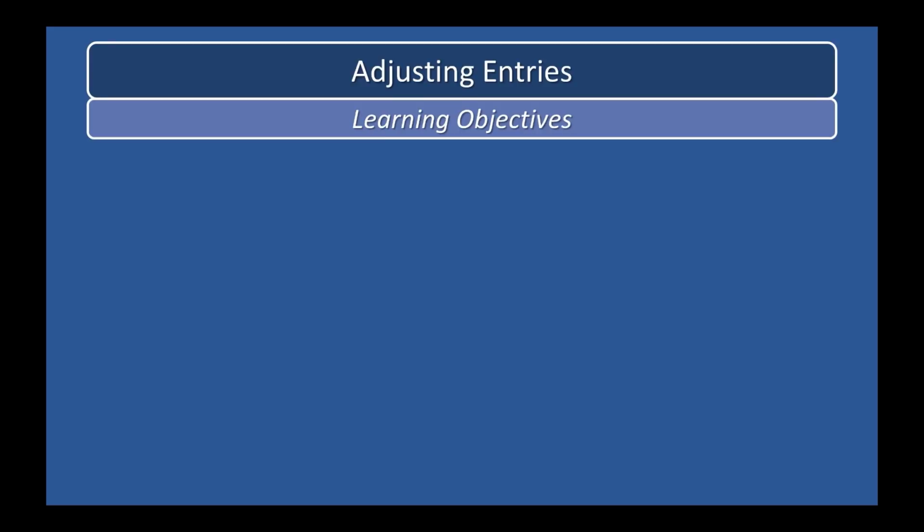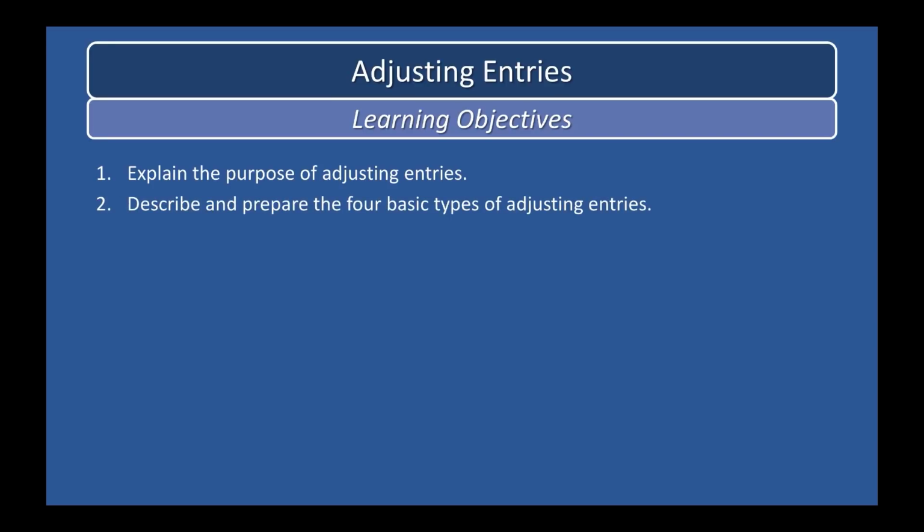Adjusting entries. This segment's learning objectives are to explain the purpose of adjusting entries and describe and prepare the four basic types of adjusting entries. The purpose of adjusting entries is to allocate revenue and expenses among accounting periods in accordance with the realization and matching principles. These end-of-period entries are necessary because revenue may be earned and expenses may be incurred in periods other than the period in which related cash flows are recorded.